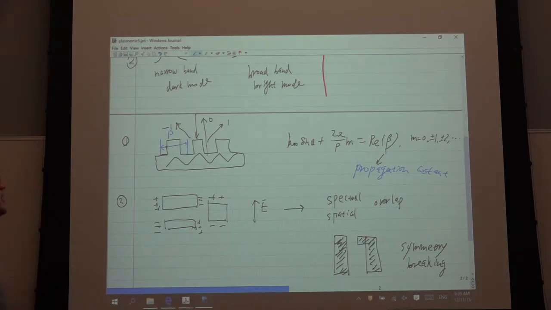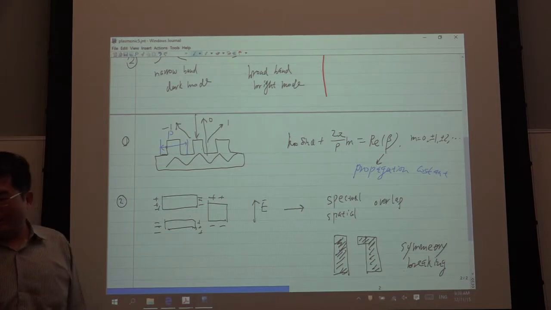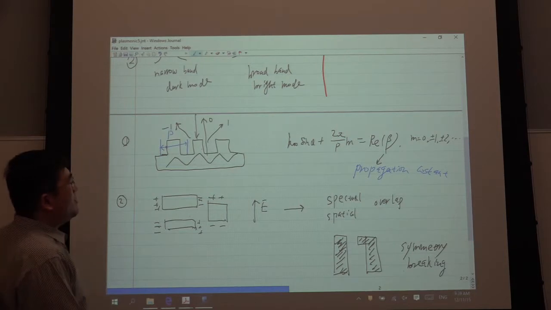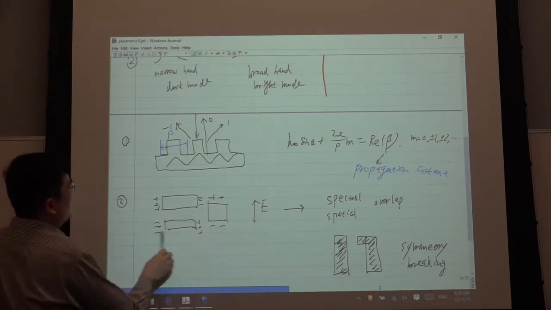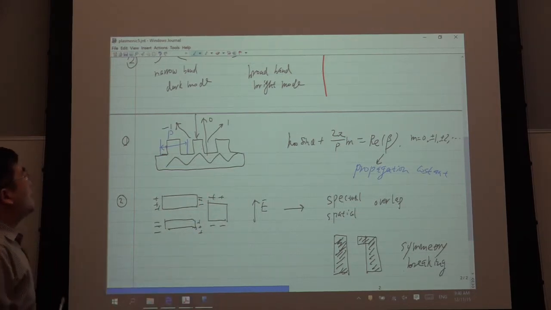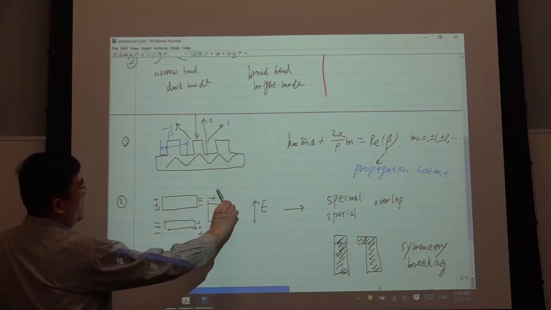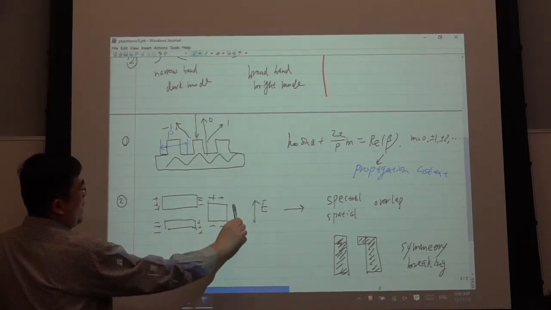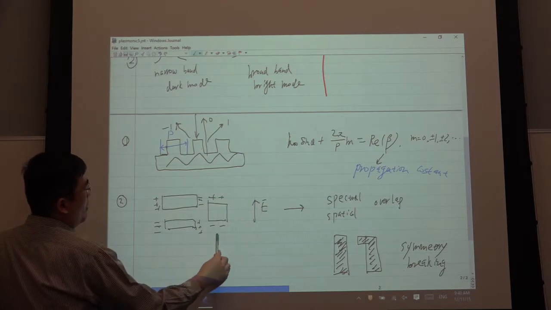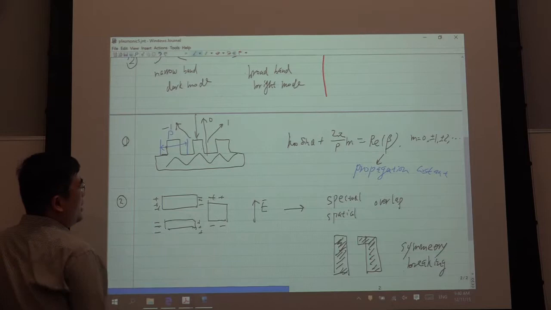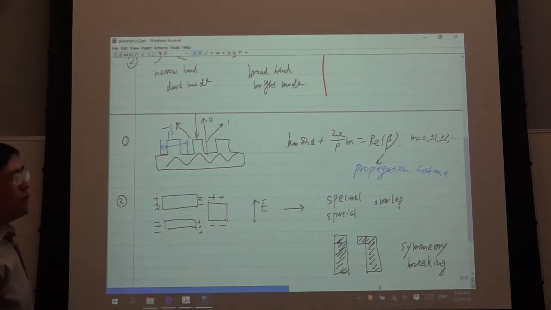This is a discrete state interfering with the continuum. This is a very standard case. Another is a bright mode coupled to a dark mode. This is the monopole coupled to the dimer. When the E field is vertically polarized, this monopole element is polarized something like this, the positive with negative. There's a dipole moment here, due to attractive Coulomb force.